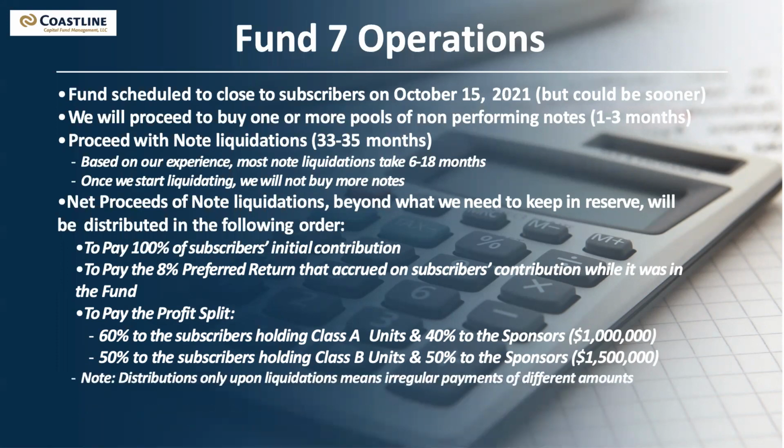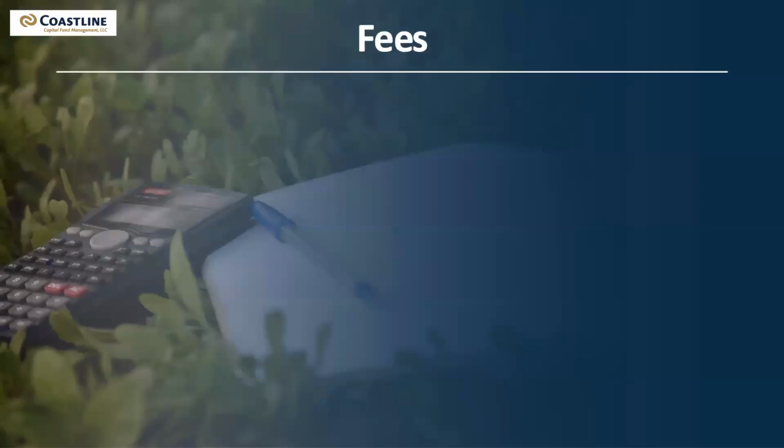Keep in mind that distributions are only upon liquidations, which means that there are going to be irregular payments of different amounts at different times. So this is not a fund that's going to give out monthly payments or quarterly payments. We set it up that way because we don't want to have any fire sales of assets just to make timely payments. But that's how our fund is different, one of the ways.